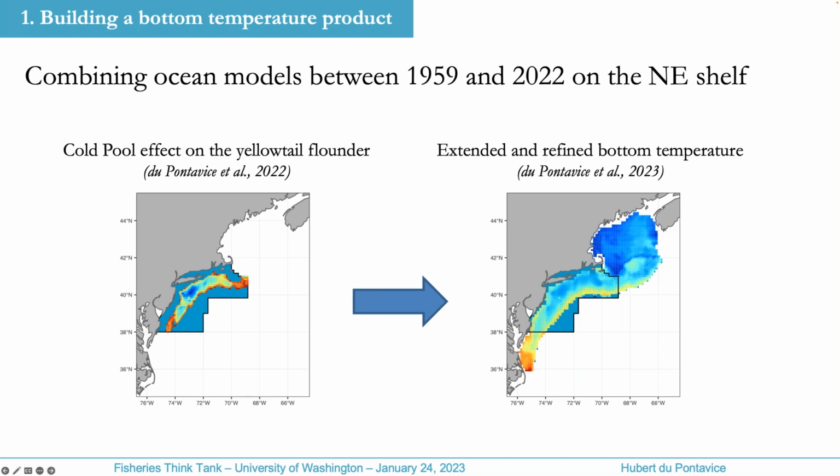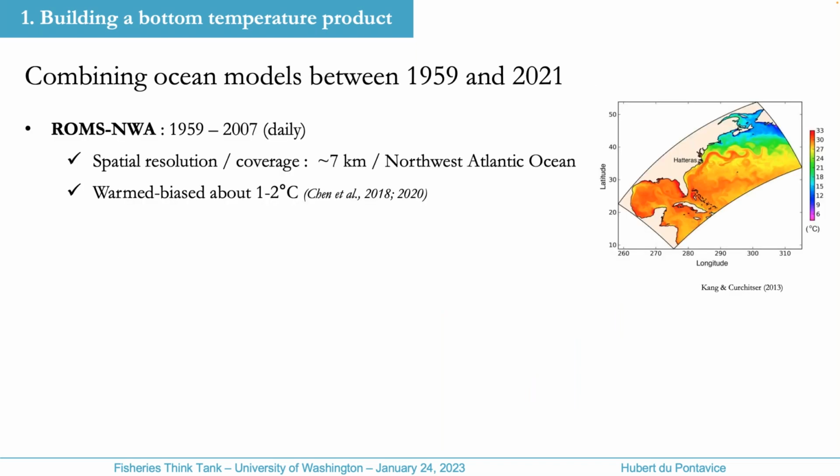So first, we focused on our study area over the stock period, and then, as it worked relatively well, we extended and refined our methodology to the entire continental shelf between 1959 and 2022. And to build this product, in fact, we combined 3 ocean models. First, we use a ROMS model. This is the model which is used to estimate the ocean model-based indices that I presented before.